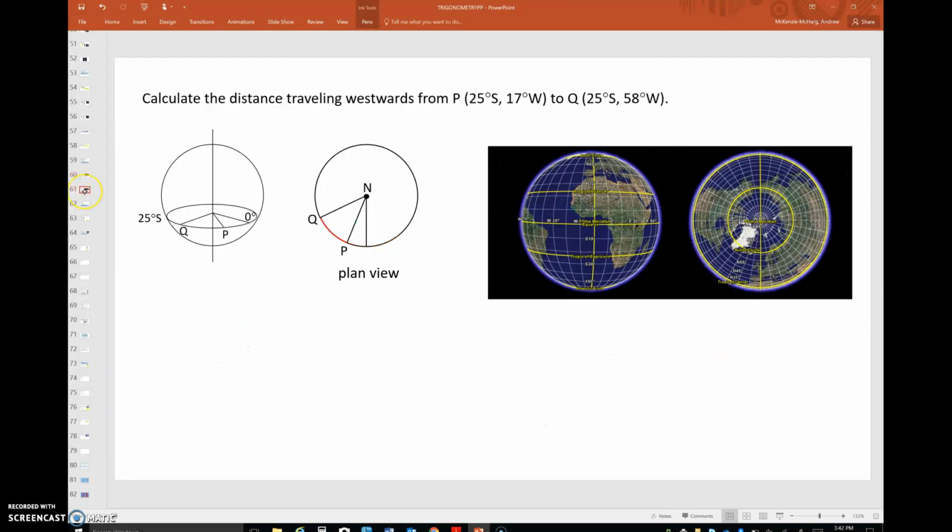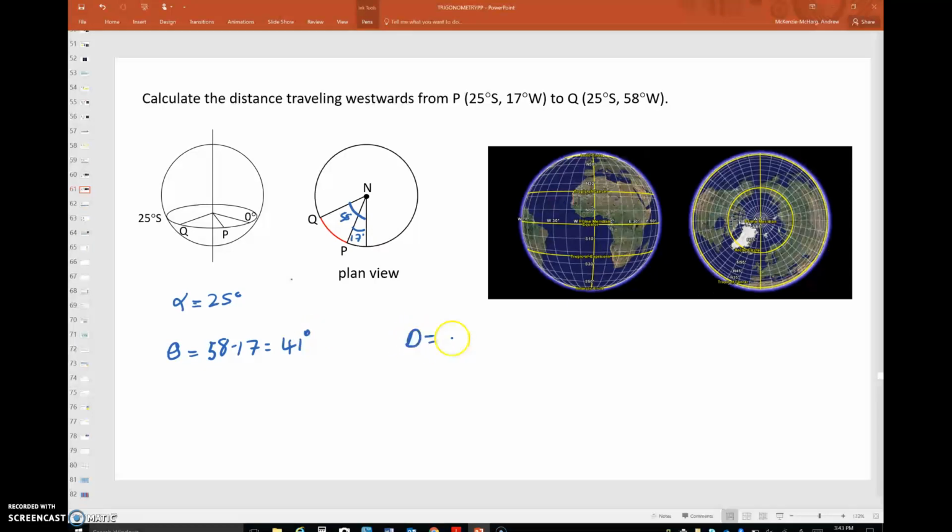Righto, so maybe you want to pause the video and try the next one on your own, then I'll have a go at it. Okay, I'll have a go at this one. So in this case, our alpha value is 25 degrees. Our theta value, okay, we've got Q, which is 58 degrees to the west, and we've got P, which is only 17 degrees to the west. So I'm going to find the difference between those in order to get my theta value. It's 41 degrees in this case.